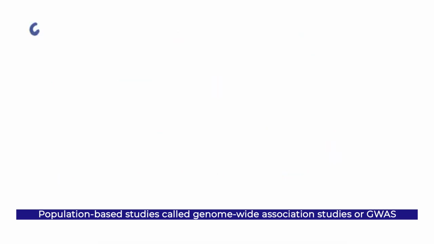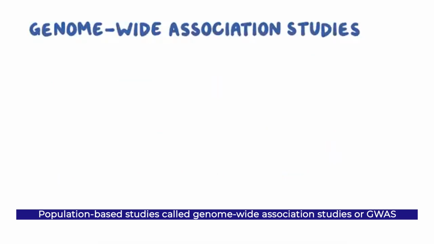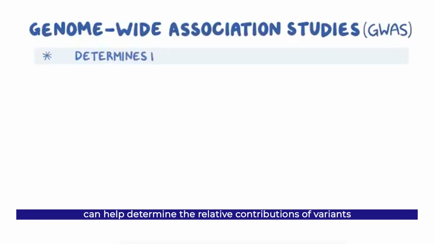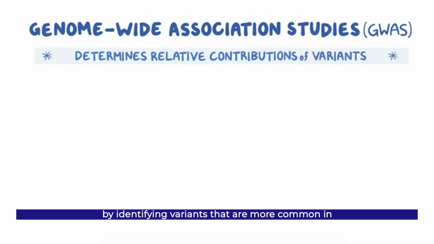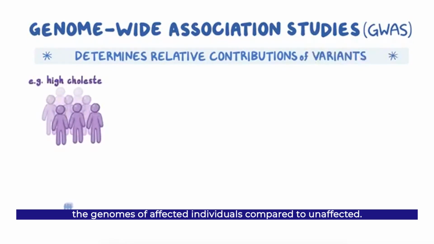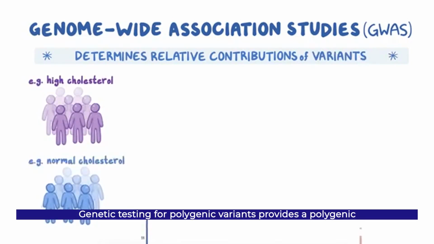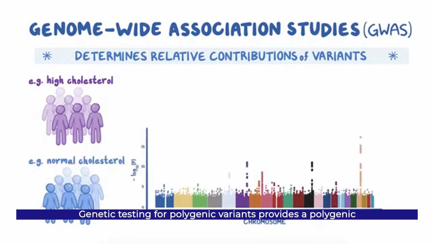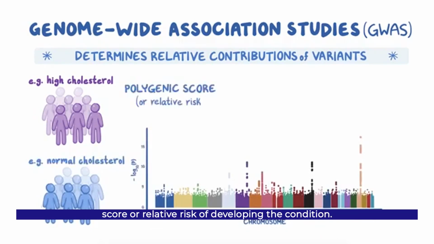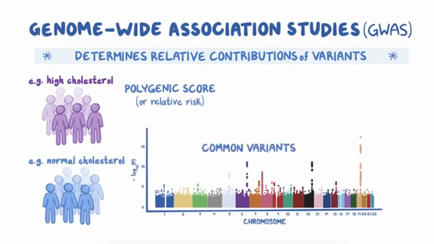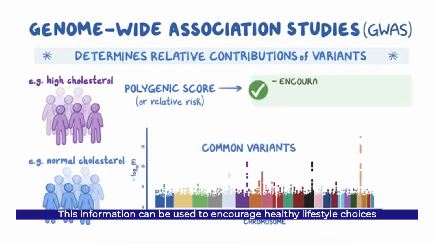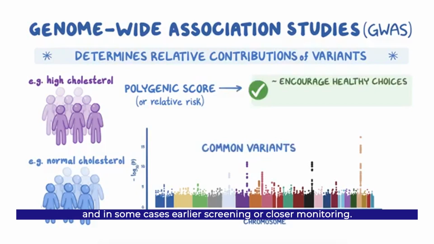Population-based studies called genome-wide association studies, or GWAS, can help determine the relative contributions of variants by identifying variants that are more common in the genomes of affected individuals compared to unaffected. Genetic testing for polygenic variants provides a polygenic score or relative risk of developing the condition. This information can be used to encourage healthy lifestyle choices and, in some cases, earlier screening or closer monitoring.